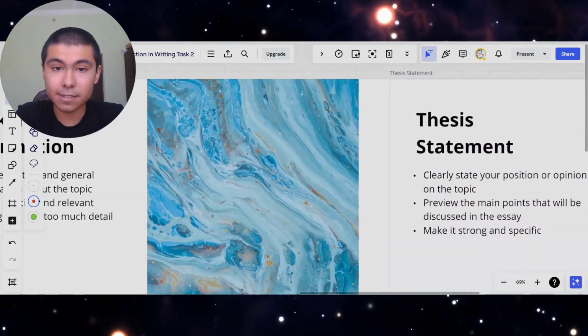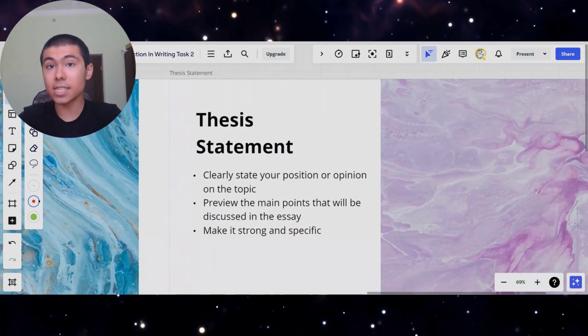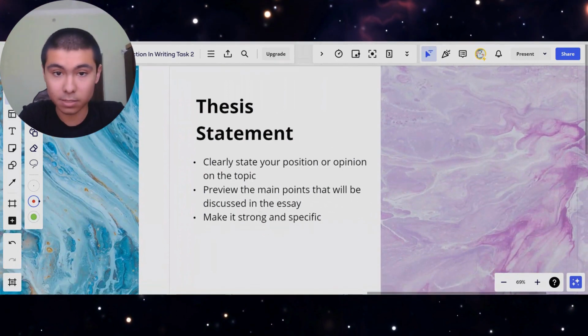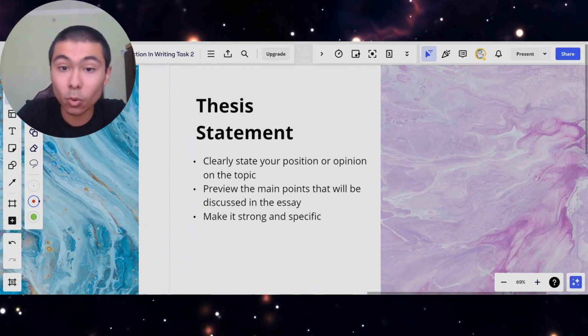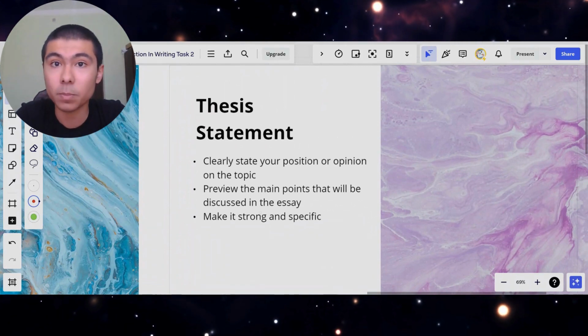And the next statement that you have to write in your introduction is the thesis statement. In this statement, what you have to do is to clearly state your position or opinion on the topic.